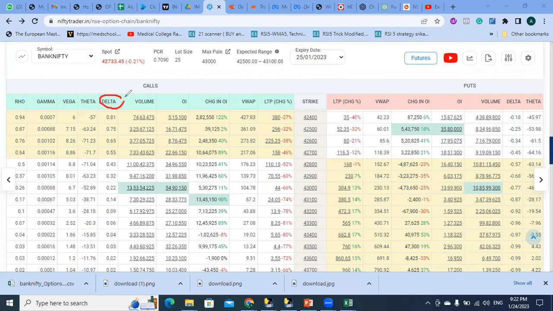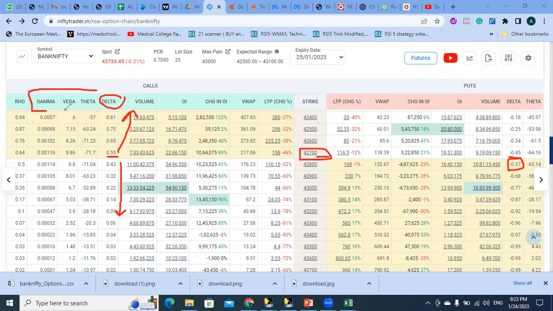This is delta. And if you see, this is at the money call, and at the money call has 0.55 value. And at the money put, if you see, even that is having close to 0.55 value. As we go in the money, now listen to this very carefully. As we go in the money, the value of delta increases. As we go out of the money, the value of delta decreases.